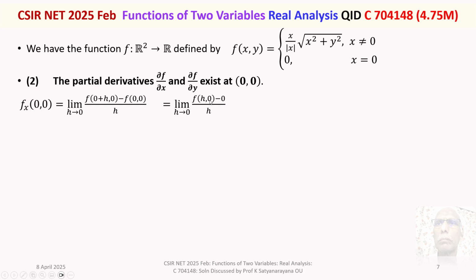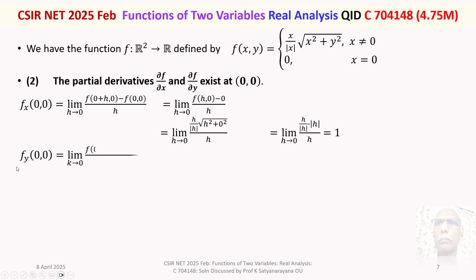And f of h comma 0. So go to the definition and put x is equal to h and y is equal to 0 and write down. This is equal to limit h tends to 0 h by mod h under the square root of h square plus 0 square by h. So under the square root of h square is modulus of h. So h by mod h into mod h by h. So mod h cancels, h cancels, that will be equal to 1. Thus, the partial derivative of f with respect to x at the origin exists and its value is 1.